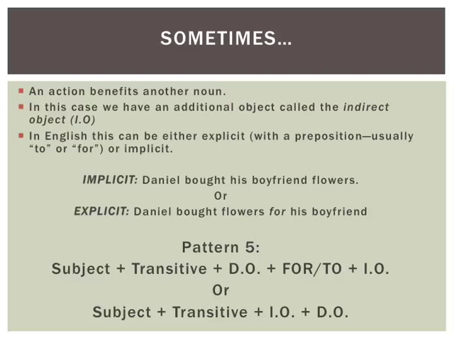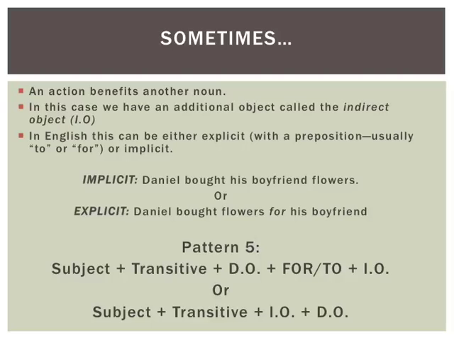Sometimes an action benefits another noun. Verbs are not selfish people. So, in this case, we have something that's an additional object, and it's called the indirect object, or the IO. In English, this can be either explicit, which means that it uses a preposition, usually to or for, or it's implicit, which means that it's there in theory, but we don't actually say it out loud.